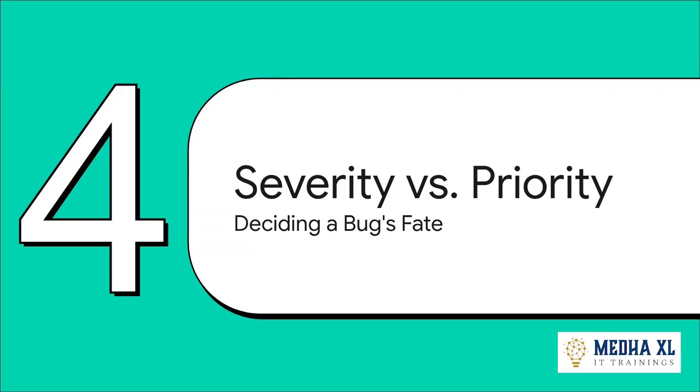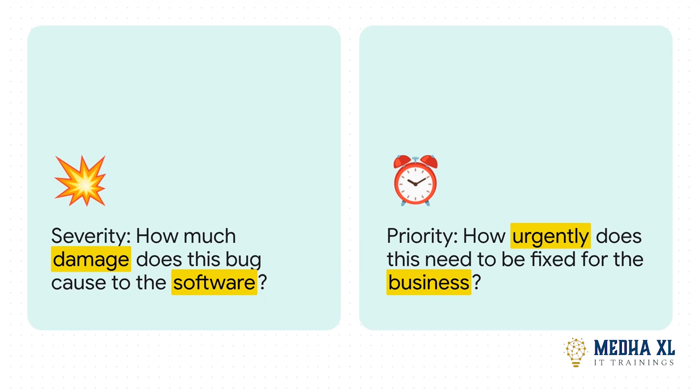Okay, so a bug's been found, it's been perfectly reported, but now what? With maybe dozens or even hundreds of bugs in the queue, how on earth do teams decide what to fix first? Well, it all comes down to two crucial and often confused concepts: severity and priority. It's actually pretty simple when you break it down like this. Severity asks a technical question. How much damage is this bug doing? Does it crash the entire system, or does it just make a logo look a little crooked?